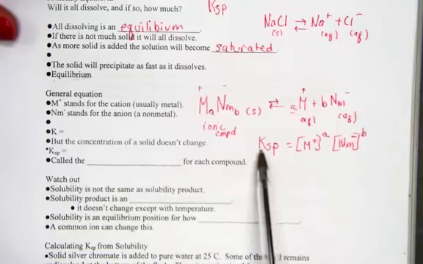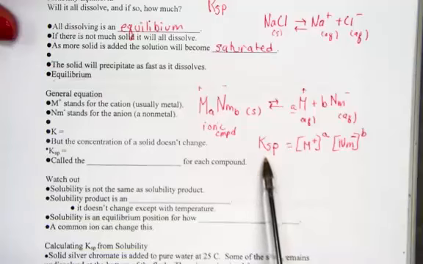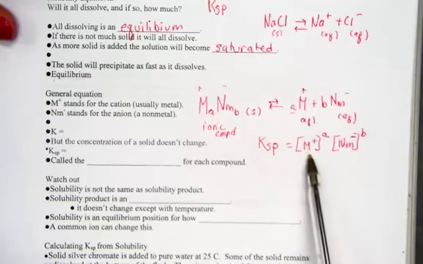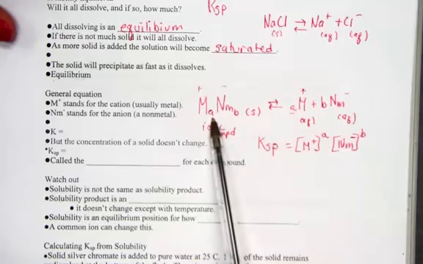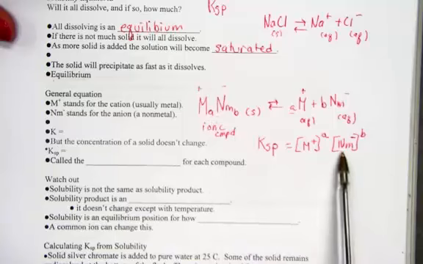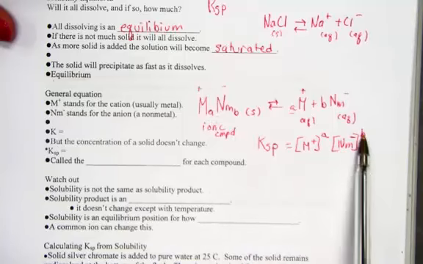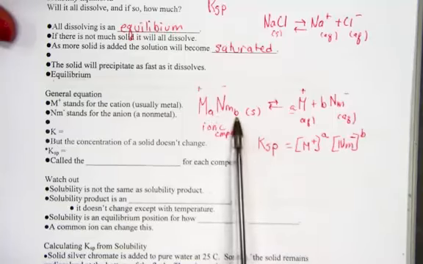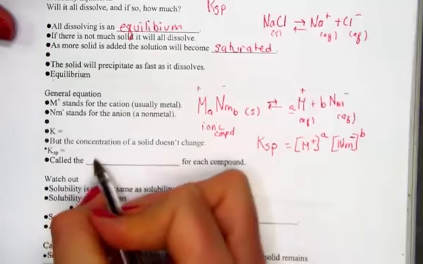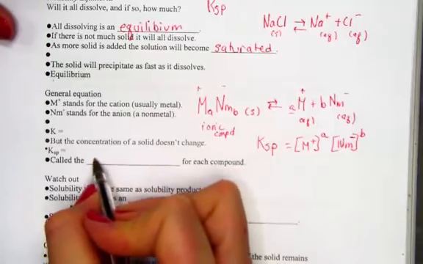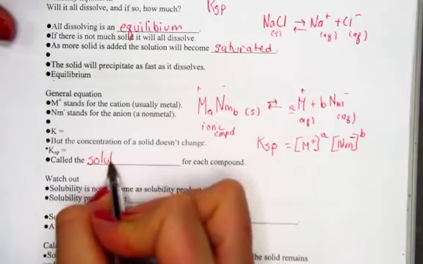So we've developed the expression for any ionic compound as it dissolves in water. The Ksp is equal to the positive ion raised to its coefficient, which came from the subscript originally, times the nonmetal raised to its coefficient, which came from its subscript originally. The Ksp, this is called the solubility product for each compound.